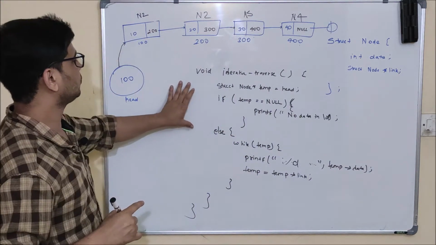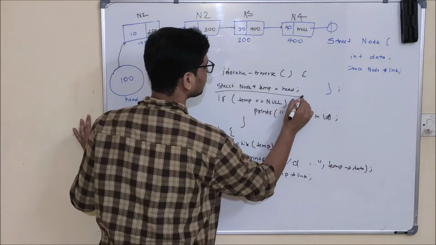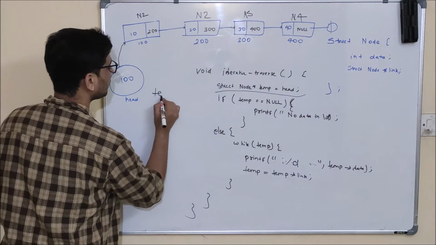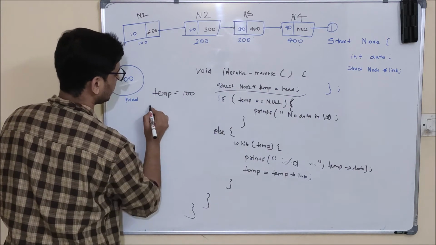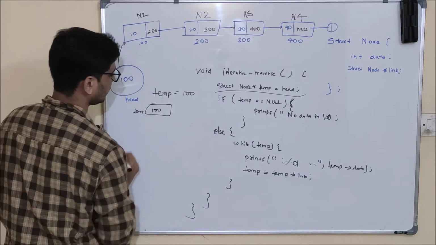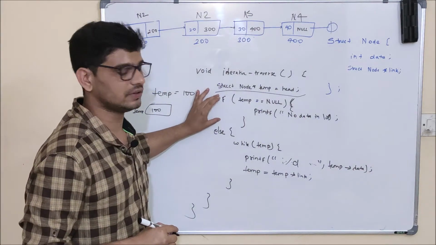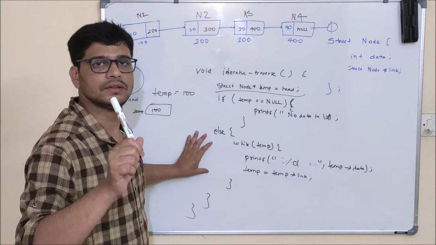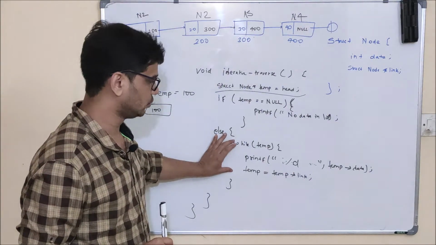Now let's see how this program will work. What we are doing here, we are copying in temp 100. That is, suppose this is our temp pointer, we are putting 100 here. So this if condition will be false. We will come in this else block, and in the else block this while loop will execute.